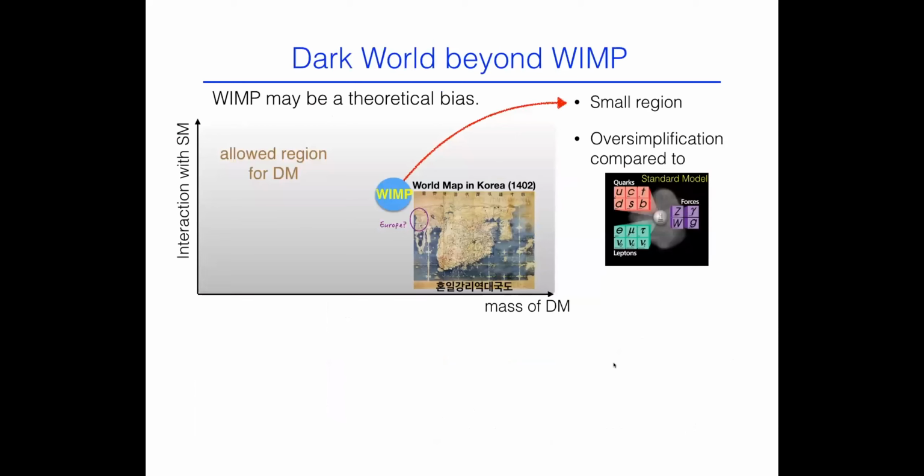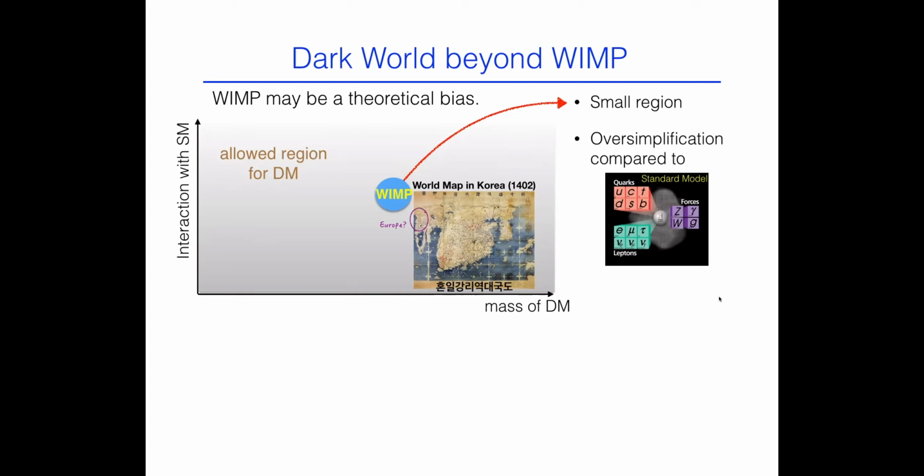Okay, we can still look for the WIMP signal more because WIMP is not strongly defined. It is quite loosely defined. So even the not excluded region can be the primary region of a weakly interacting massive particle in various theories of new physics beyond the standard model. However, WIMP can be a theoretical bias. So in terms of all the allowed region for the dark matter, in terms of mass of dark matter and the interactions with the standard model sector, the WIMP may take a very small part, okay? So it only takes a small region. And if we compare to the standard model sector, whose relic abundance is just 20% of the dark matter, the standard model has 17 particles and has three types of interactions.